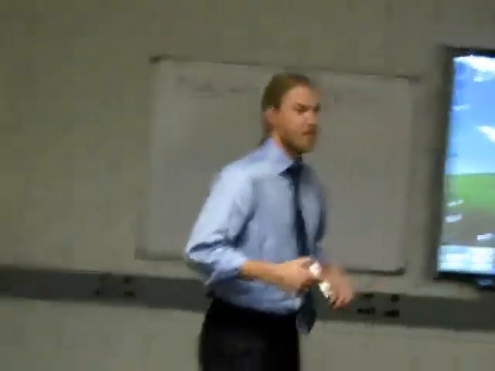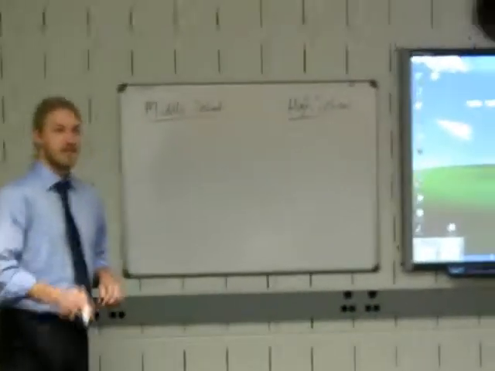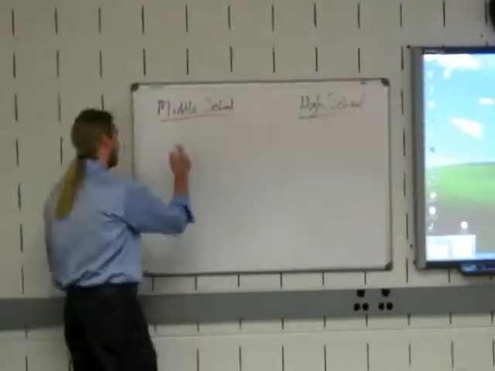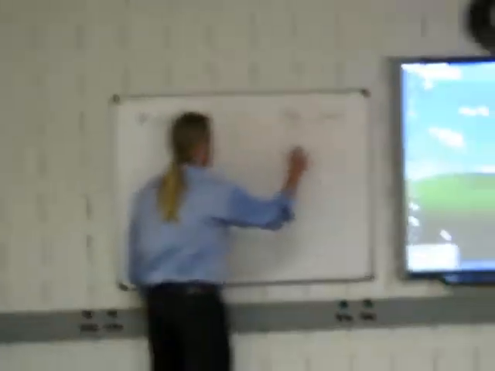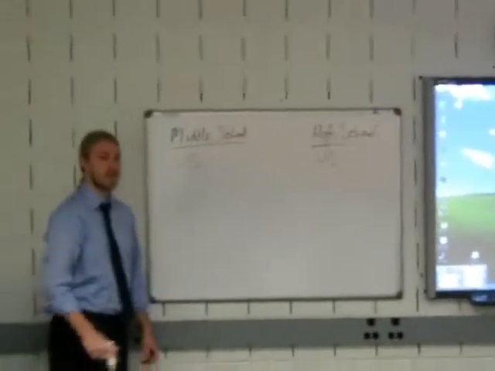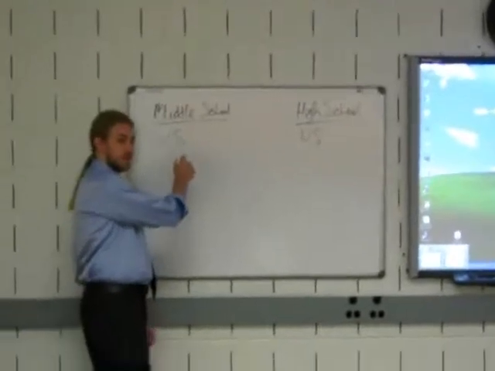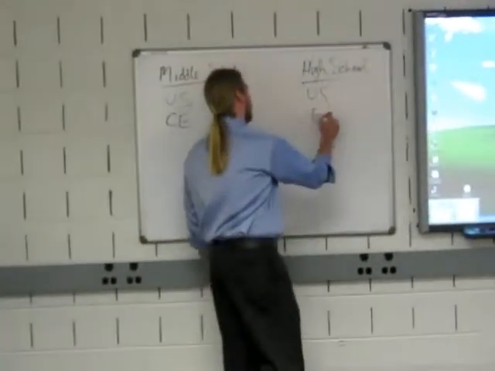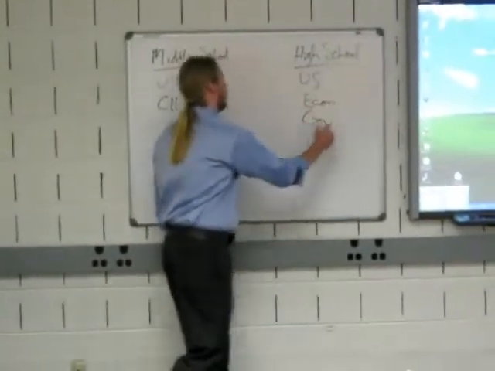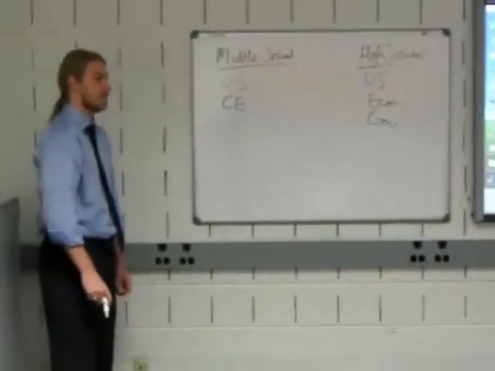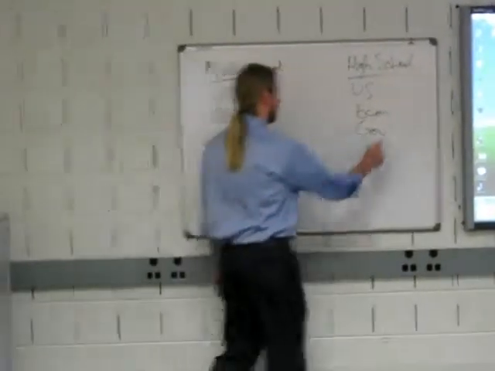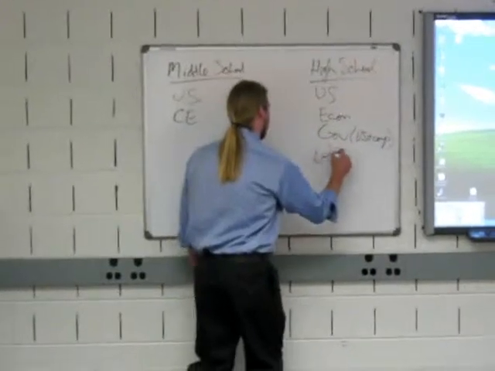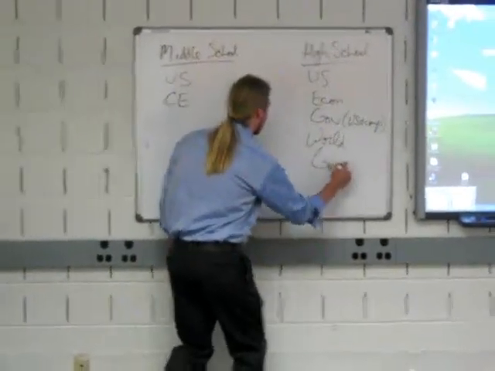Alright. Let's start making a list here real quick. U.S. history, in middle and high school. Civics and economics. Middle school, yes. I had econ in high school. And I had poli sci. Government. I had AP Gov. I had American Comparative Gov. Government is distinct from poli sci. World history. Geography.